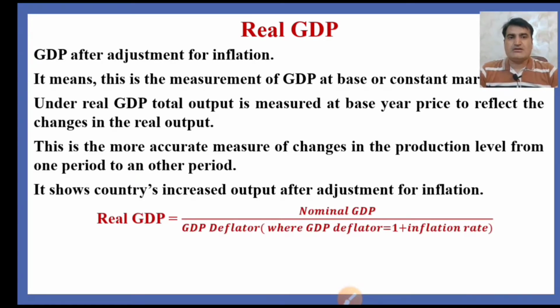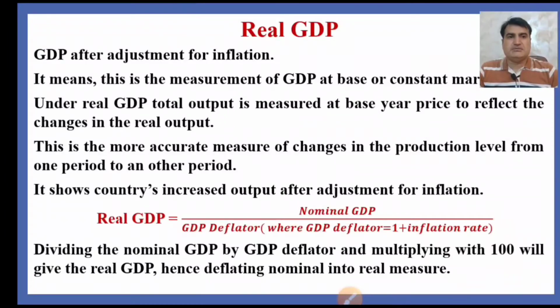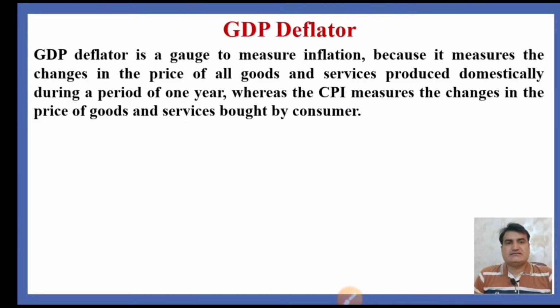What is the formula to calculate the real GDP? Real GDP is equal to the ratio of nominal GDP to GDP deflator. What is the GDP deflator? GDP deflator is a measure of inflation, where GDP deflator is equal to 1 plus inflation rate. Dividing the nominal GDP by the GDP deflator and multiplying by 100 will give the real GDP, hence deflating nominal into a real measure. GDP deflator is a gauge to measure inflation because it measures the changes in the price of all goods and services produced domestically during a period of 1 year.